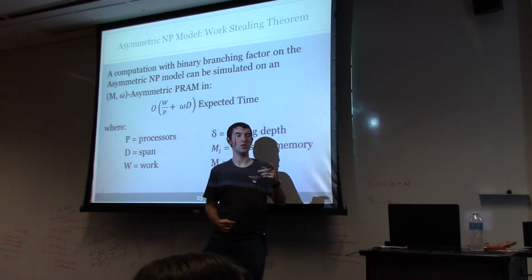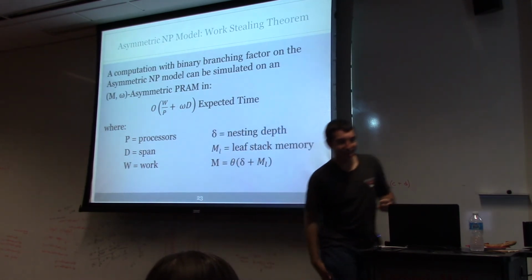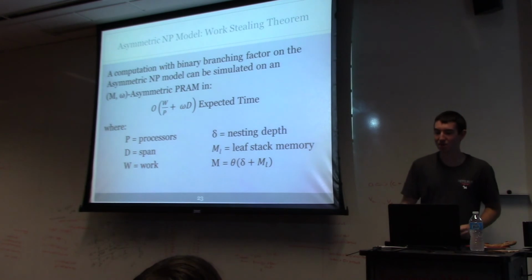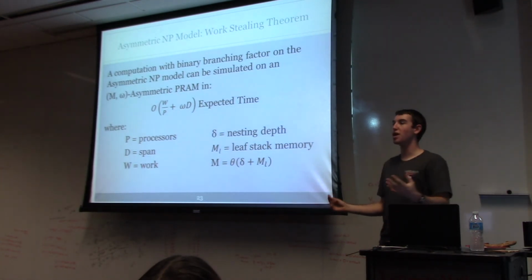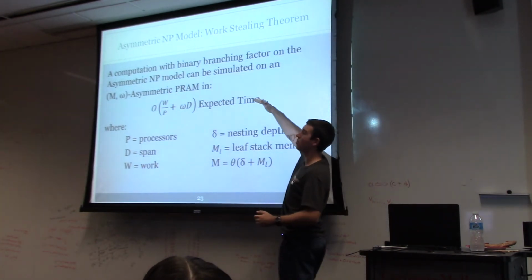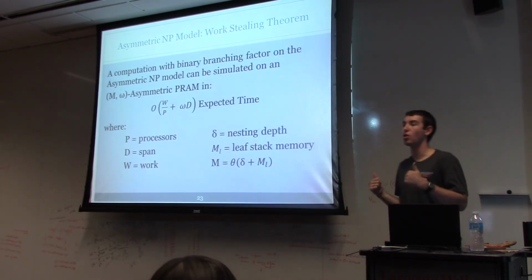Question? No, okay, you're just playing with the 4. Okay. So this is great because it gives us the same asymptotic bound as the original work stealing, which is awesome.